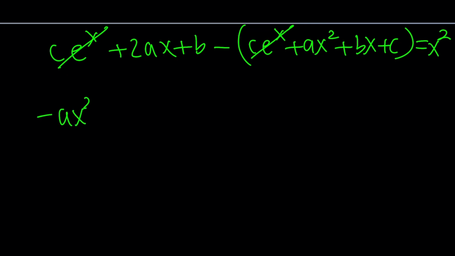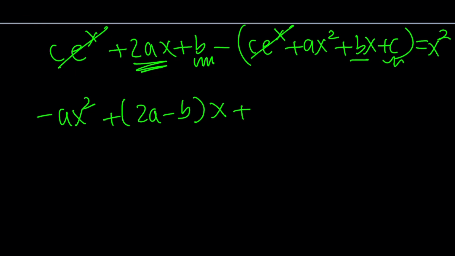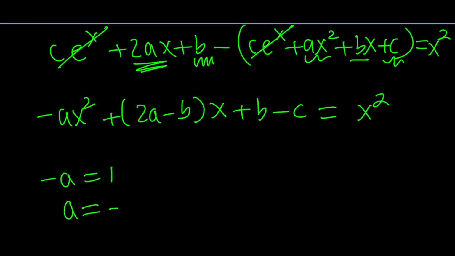Negative ax squared. Now, I have 2ax and minus bx, so that's 2a minus b times x. And then I have b minus c as our constant, right? I kind of underline as we go, so it's easier to handle. So we have this polynomial equation, which means that the coefficient of x squared must be the same on both sides, which indicates negative a must be 1, which indicates a must be negative 1.